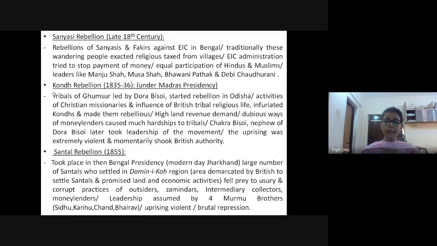So the tribals, because they have their own system of functioning, are people who are very naive to the smartness or the shrewdness of these zamindars, outsiders, intermediary collectors, money lenders. So they very often got into the clutches of the money lenders, they would come under their influence.